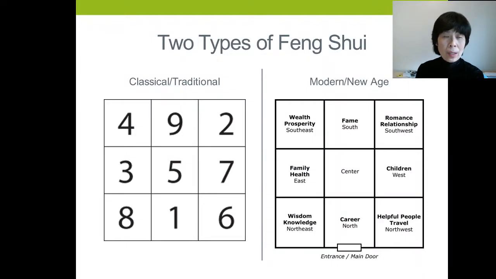So here are the 2 types of Feng Shui. The classical, traditional Feng Shui that's been around since I can remember, and then there's also the modern, or some call it the New Age Feng Shui. So you will see 2 examples here in the slide. On the left is the traditional Feng Shui, and on the right is the modern Feng Shui. Now we'll go to a little bit more detail on this.